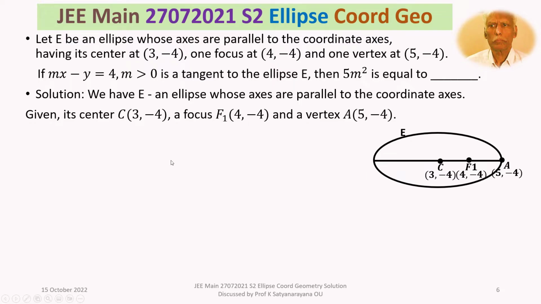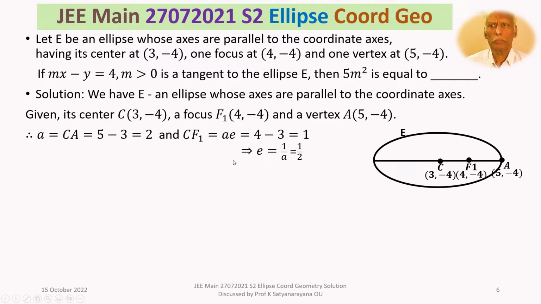Therefore small a is equal to CA, the distance between the center and the vertex A. So that is 5 - 3, that is equal to 2. CF1, that is the distance of the focus F1 from the center, we know the formula ae, is equal to 4 - 3, that is equal to 1. ae is equal to 1, where a is 2. Therefore, e is equal to 1/2.